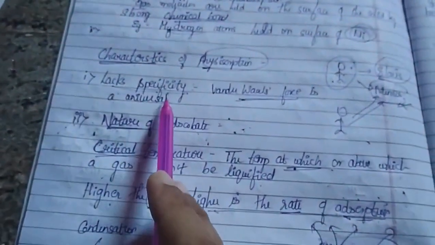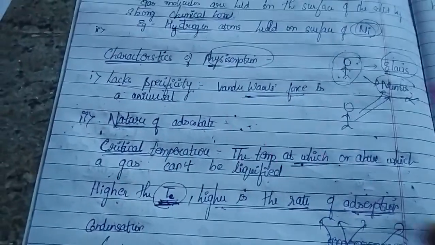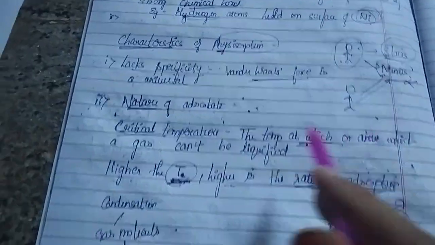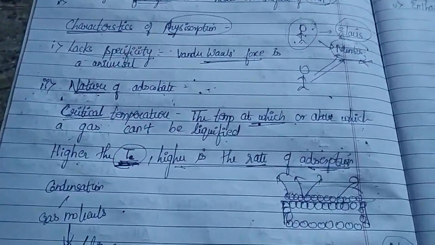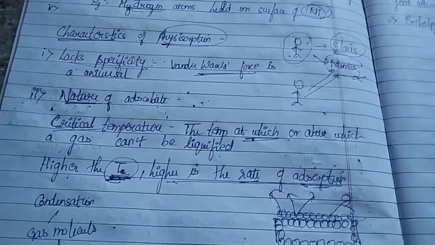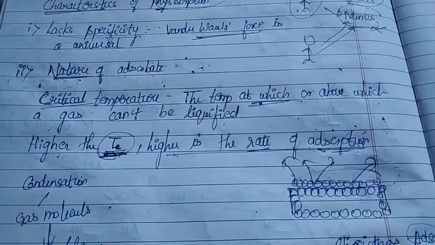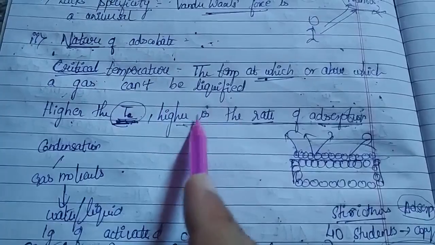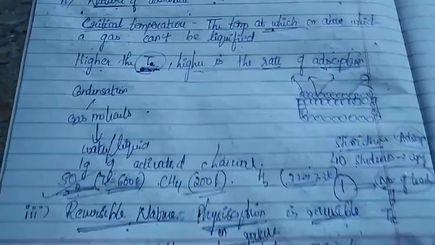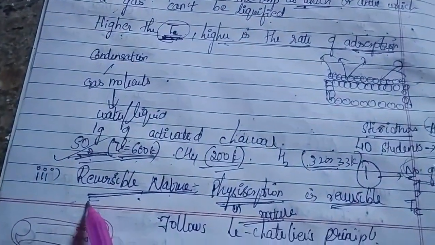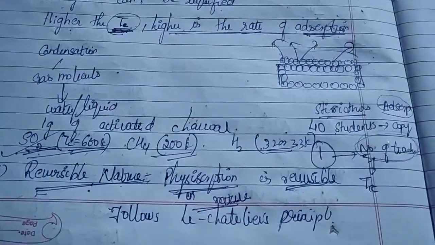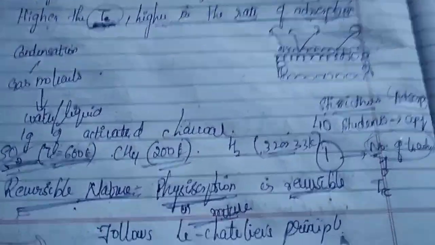So what are the things we have learned? First and foremost, specificity: we came to know that physical adsorption is not specific in nature. Secondly, with respect to the nature of the adsorbent, an easily liquefiable gas can be easily adsorbed on the surface of the solid, and the higher the critical temperature, the higher the rate of adsorption. Another characteristic is the reversible nature: physical adsorption is reversible, following Le Chatelier's principle.